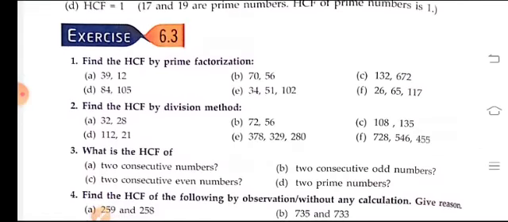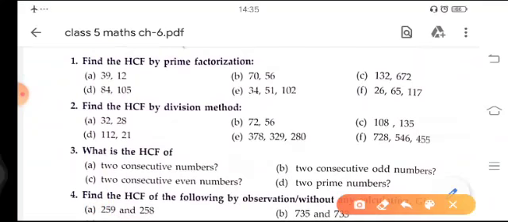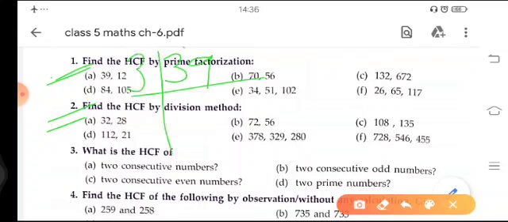So now we will move to our exercise, that is exercise 3.4. In this exercise we have to find the HCF by the prime factorization method and also by the division method. First we will understand how to find the prime factorization. See, in part a there are the numbers 39 and 12. In the next there are 70 and 56. First we will try to solve 39. 3 ones are 3, 3 threes are 9, and next 13. Now we will find 12.